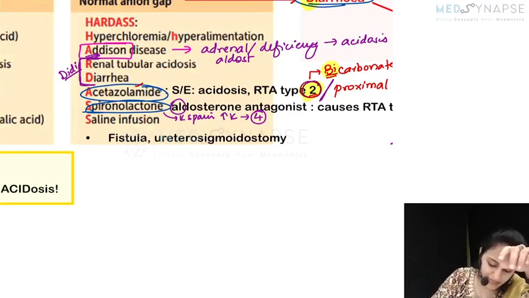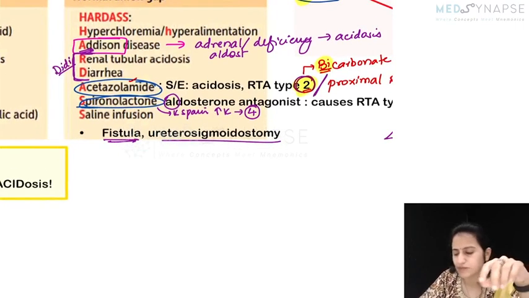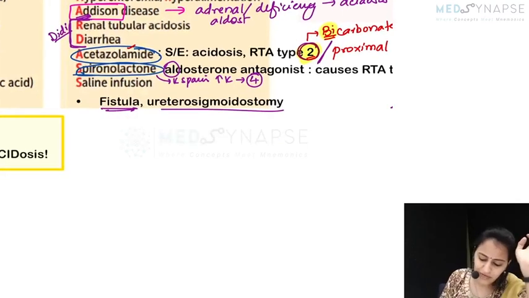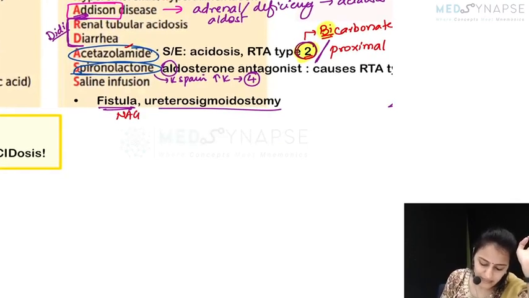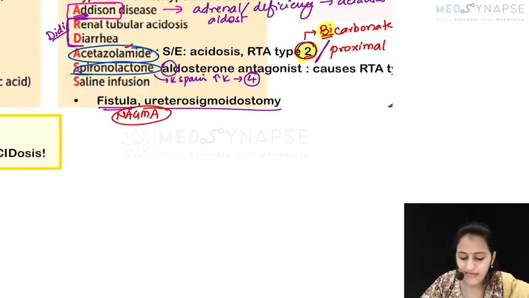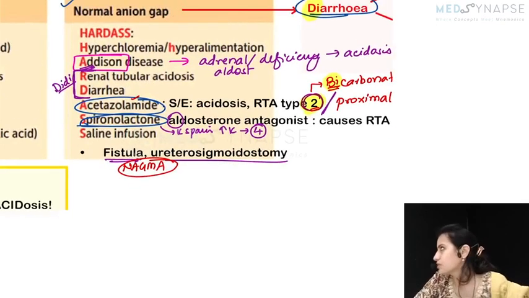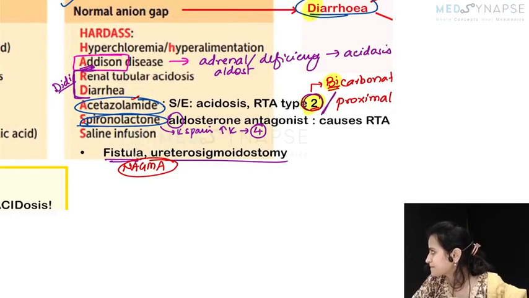In normal anion gap, remember another cause is any cause of fistula, ureterosigmoidostomy. कहीं पे भी कुछ fistula हो रहा है, it is normal anion gap. Where there is nothing to do with the organic acids, the unmeasured anions, the anion gap is going to be normal. ठीक है?